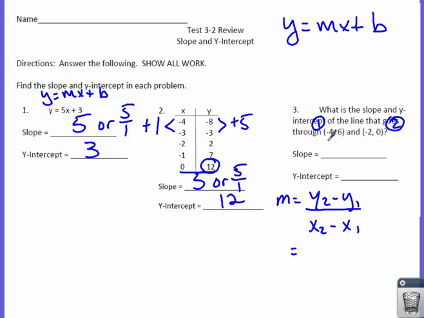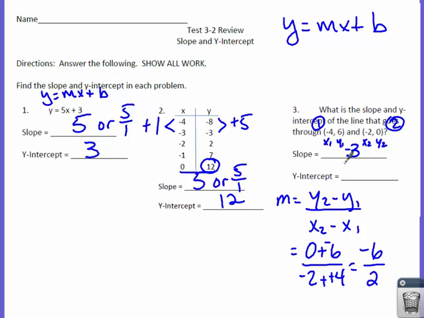Okay, so that allows us to say that my negative 4 is going to be my x1, my 6 will be my y1, my negative 2 will be my x2, and my 0 will be my y2. And then I just plug my values into this formula. So y2 is 0 minus y1 is 6, divided by x2 is negative 2 minus x1 is negative 4. And we do our math. So 0 minus 6, or 0 plus negative 6, gives me negative 6. And negative 2 minus negative 4, or plus positive 4, gives me 2. So negative 6 divided by 2 simplifies to negative 3.